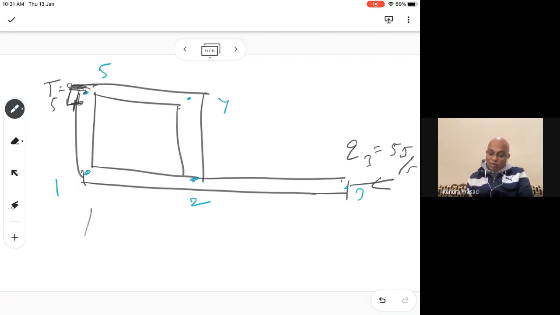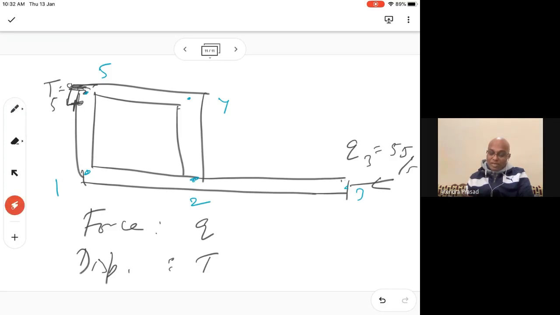In this case, force means Q, right? And displacement means temperature. If you are fixing the temperature, then the force you cannot fix. It means the displacement, temperature, you are fixing, the force you cannot fix. The Q will be whatever is needed to maintain that temperature. That means either there will be a sink or source, whatever has to be there, and you will know that by solving the problem. So any questions so far, guys?